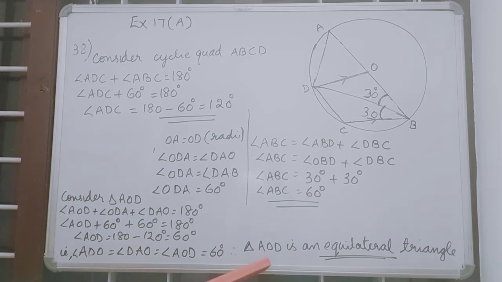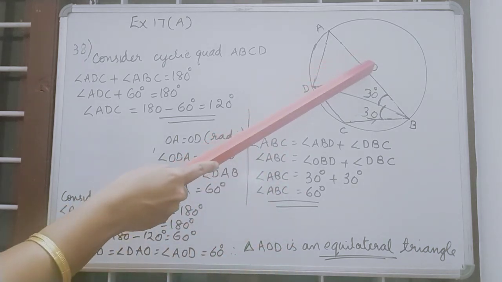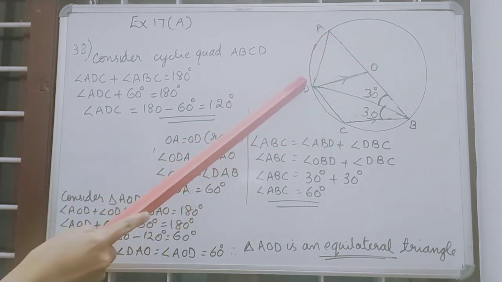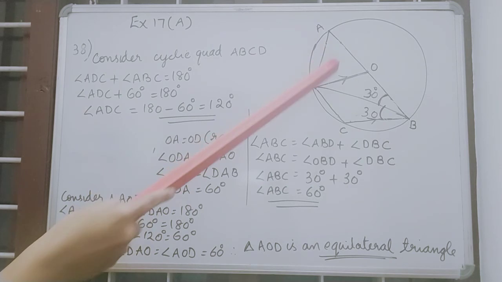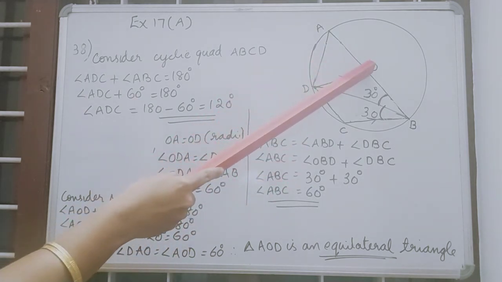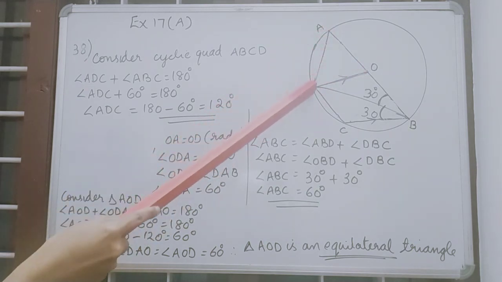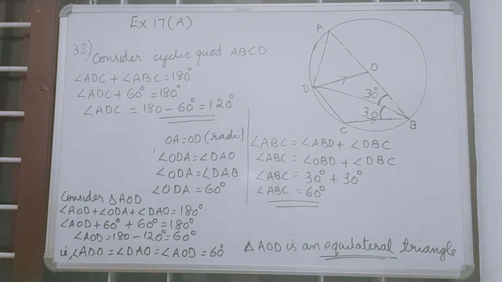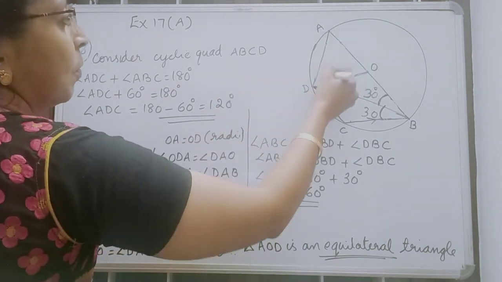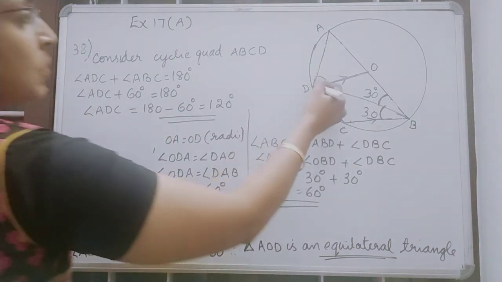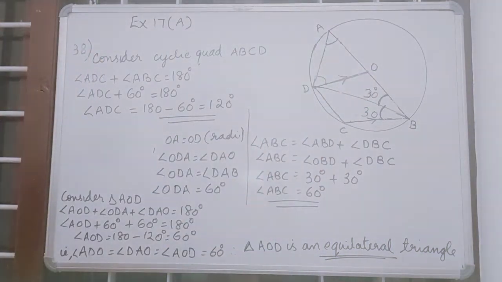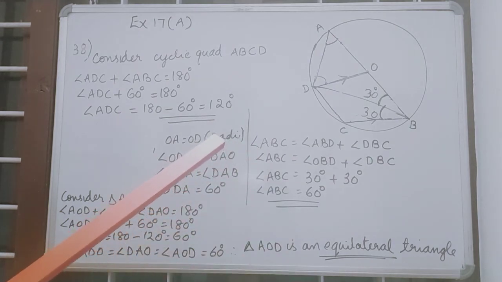Next we want to prove triangle AOD is an equilateral triangle. That is the last part we want to prove. For that, we have O as the center of the circle. OA and OD are the radii. So the angles opposite to those sides will be equal. So we can write ODA will be equal to DAO. These two angles will be equal, since OA is opposite to this angle and OD is opposite to this angle. So ODA is equal to angle DAO.